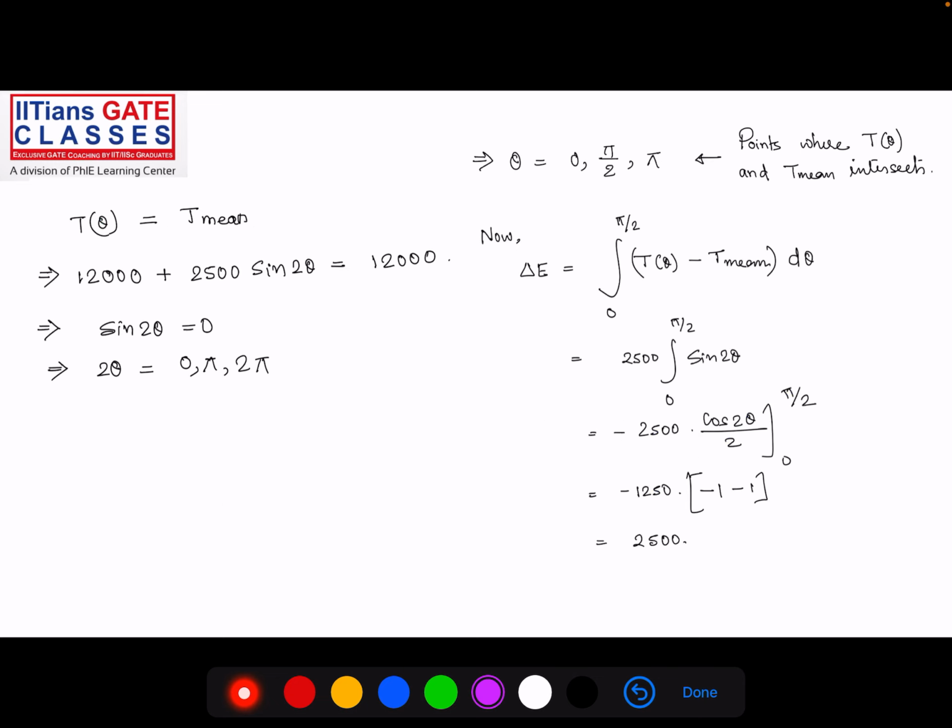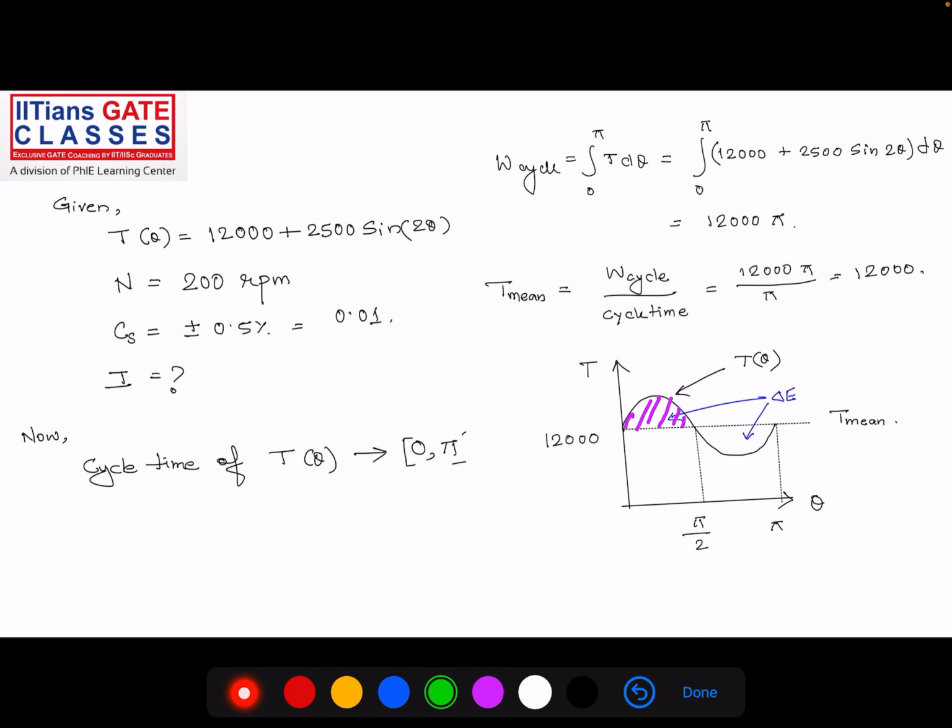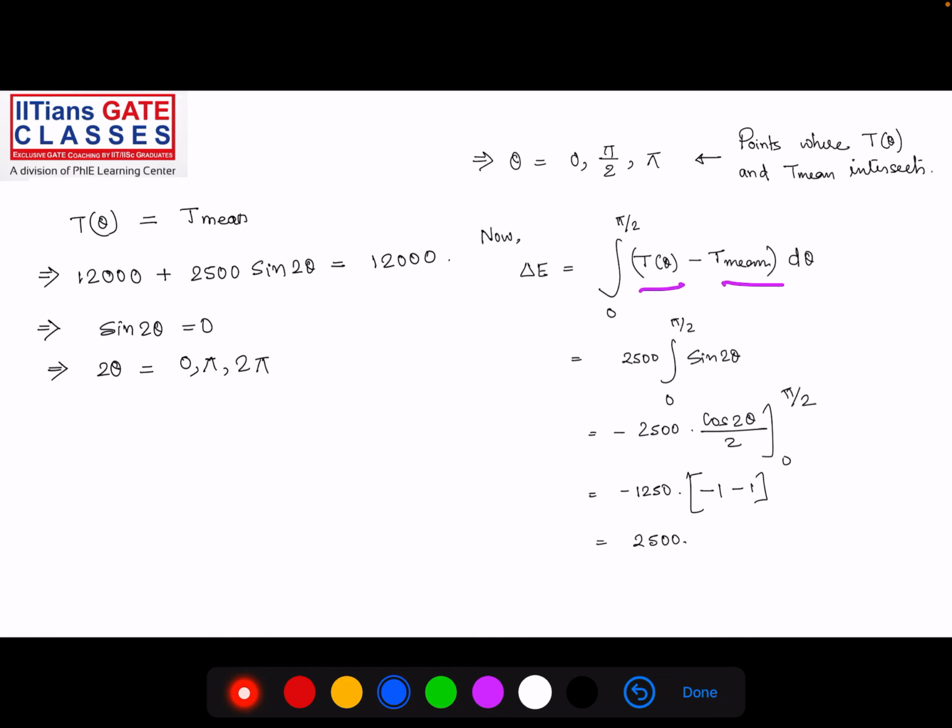So it is simply t theta minus t mean, integrated from 0 to pi by 2. Basically, the green I am representing is t theta, and the blue is t mean. So t theta minus t mean, integration from 0 to pi by 2. This is what I have done, right?